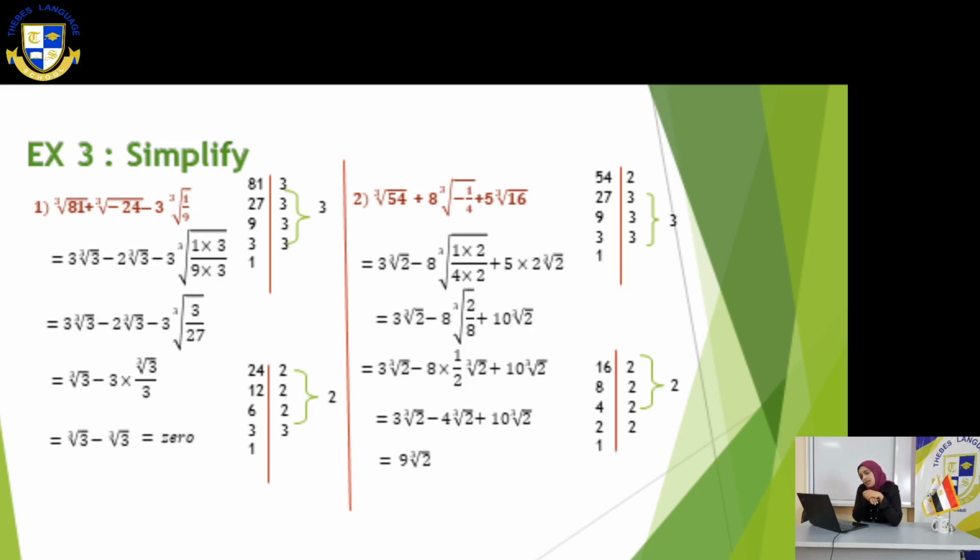What about 16? We will factorize 16 by using prime numbers. 16 divided by 2 equals 8, divided by 2 equals 4, divided by 2 equals 2, divided by 2 equals 1. From each repeated 2 we will take 1. So it will be 2 cubic root of 2. But outside we have 5. So 2 times 5 equals 10. Then we will simplify the expression into 9 cubic root of 2. That's all, and thank you for your time.